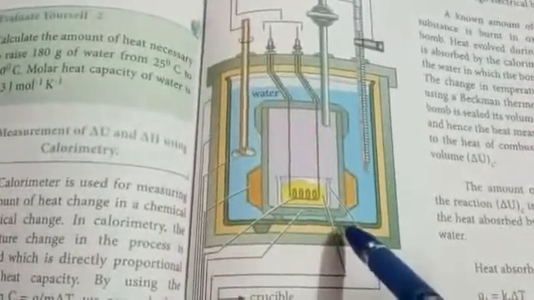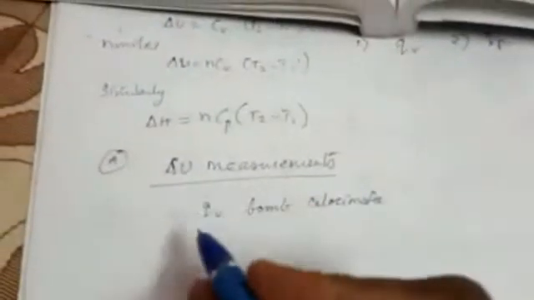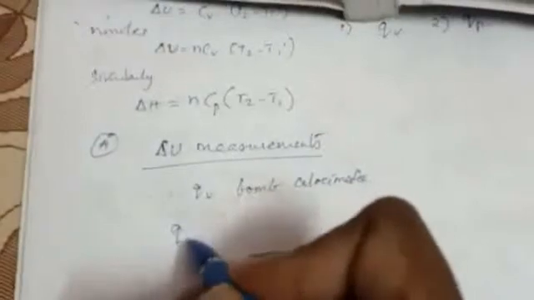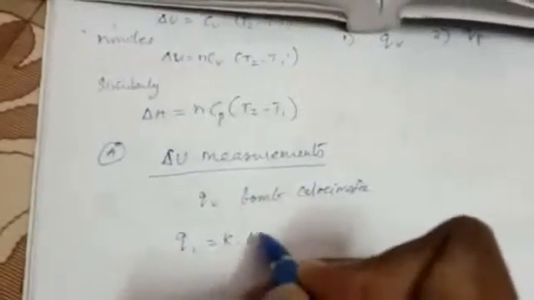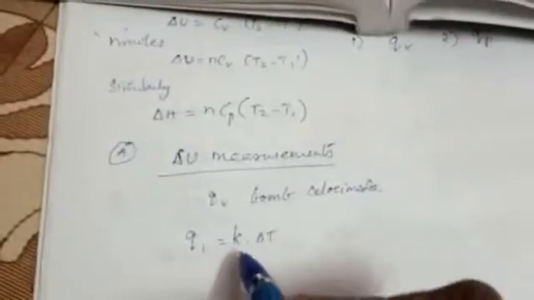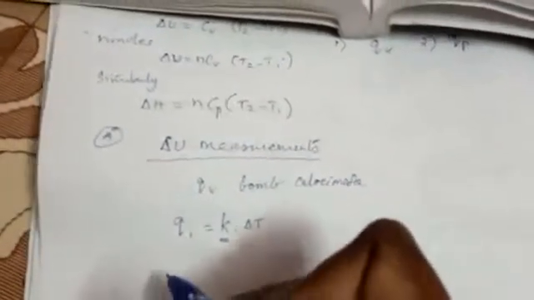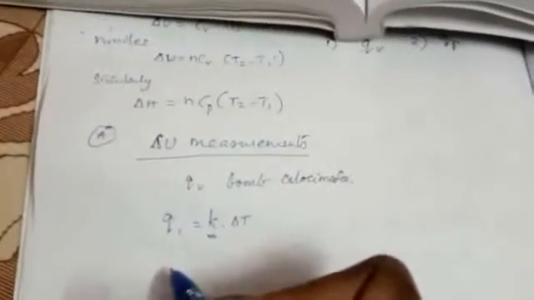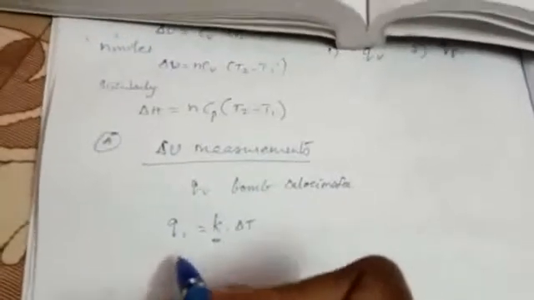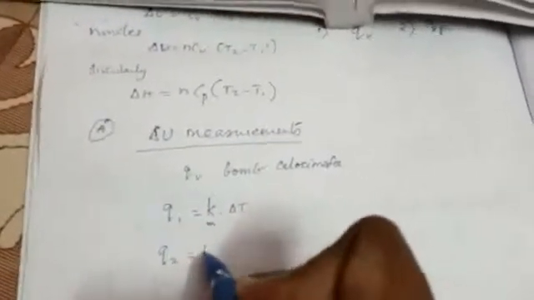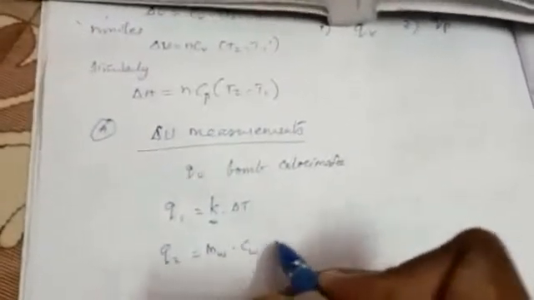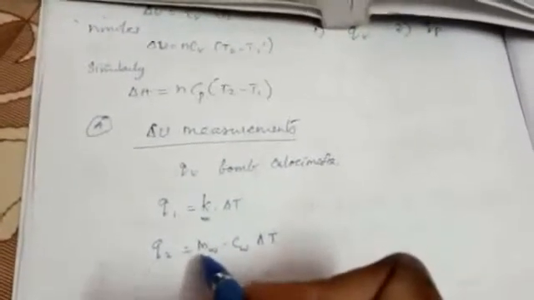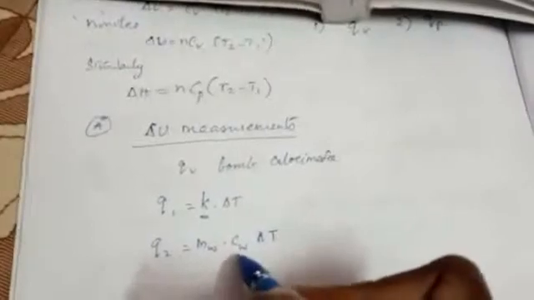Combustion at constant volume gives delta U of combustion. Heat absorbed by the calorimeter, Q1 equal to K into delta T. K is called the calorimeter constant, K equal to mc into Cc. mc is the mass of the calorimeter, Cc is its heat capacity. Q2 is equal to mw into Cw into delta T. mw means mass of water, Cw means heat capacity of water.